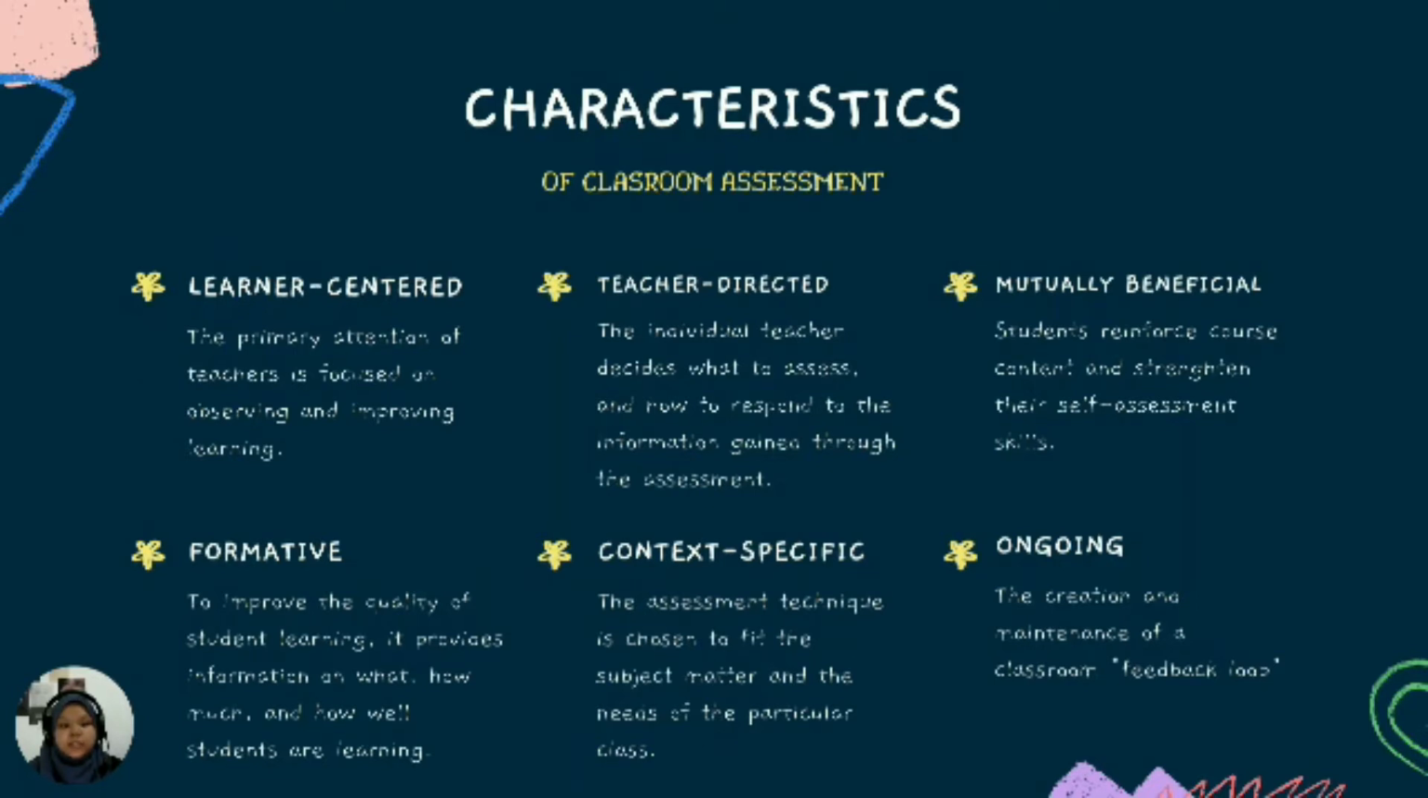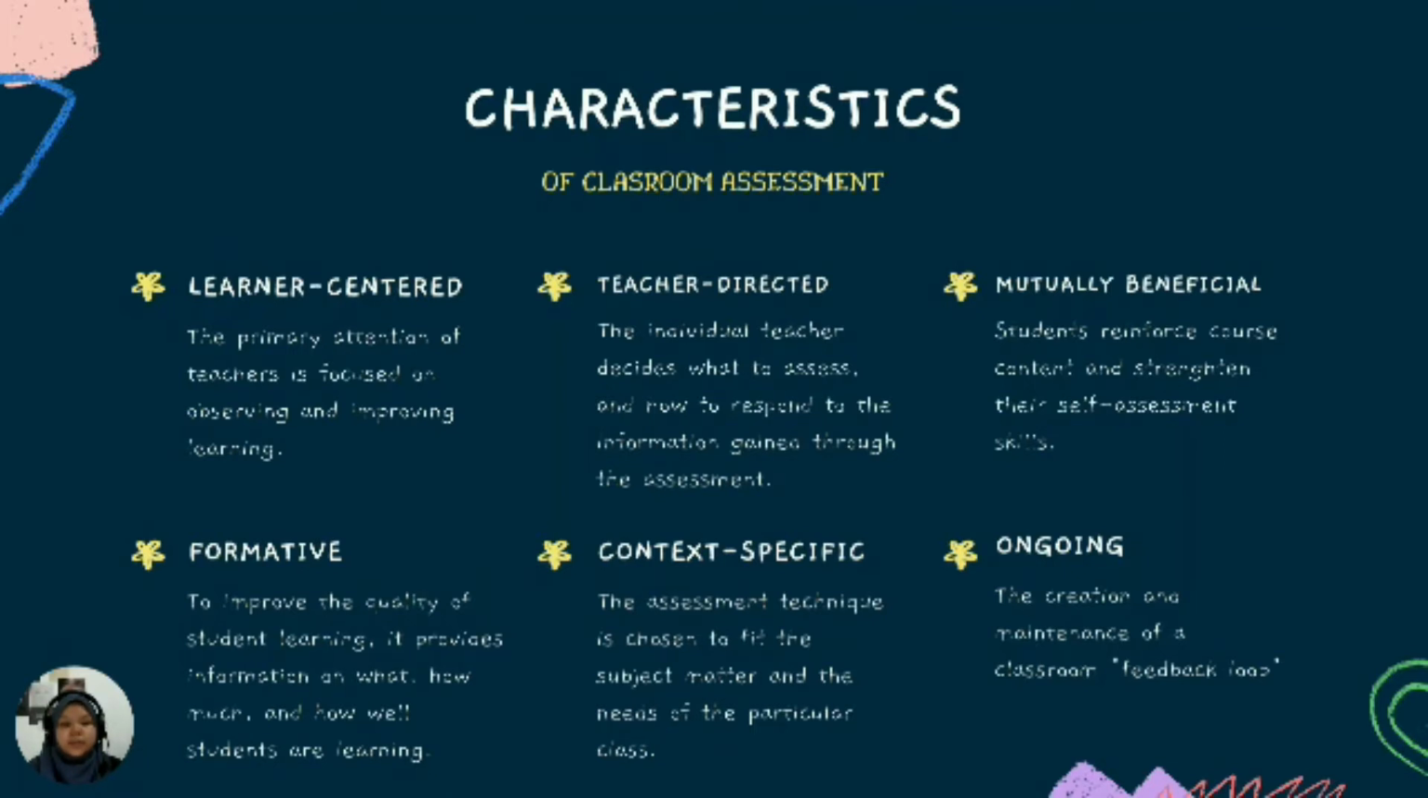Next is context-specific. The assessment technique is chosen to fit the subject matter and the needs of the particular class. And the last one is ongoing, the creation and maintenance of a classroom feedback loop.